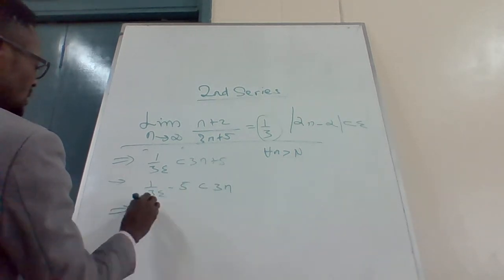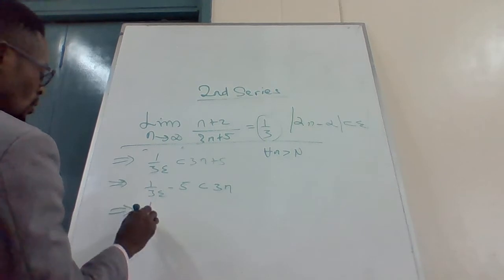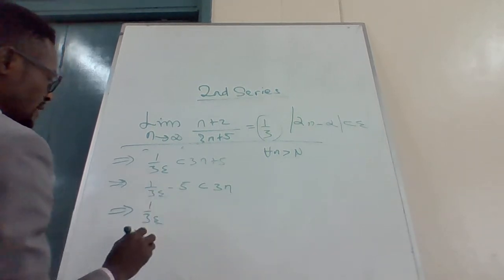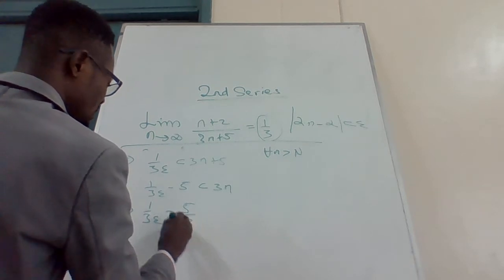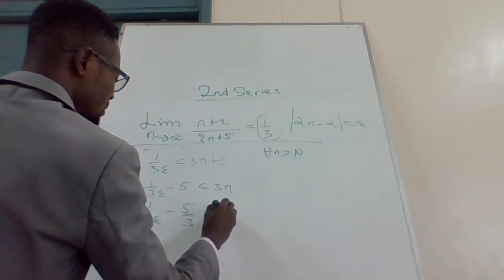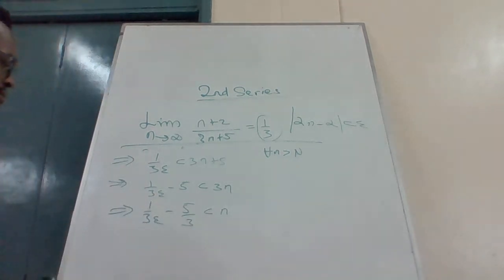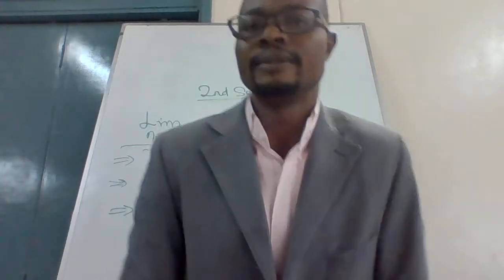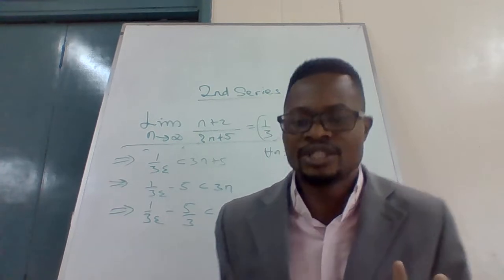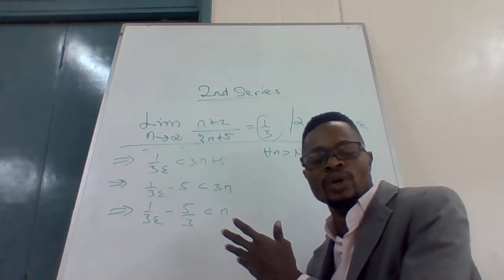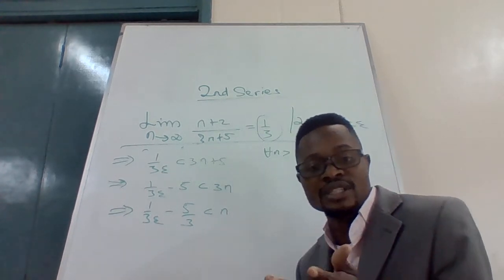It implies that 1 over 3 epsilon minus 5 over 3 is also less than n. At that point, I hope you are following. This is just the trick way of doing real analysis.